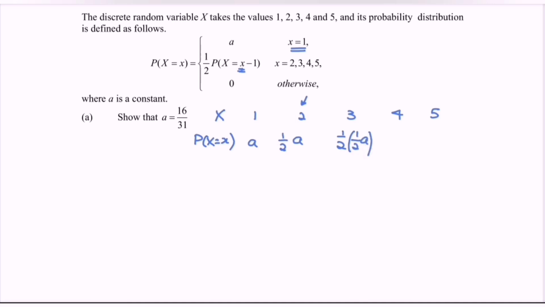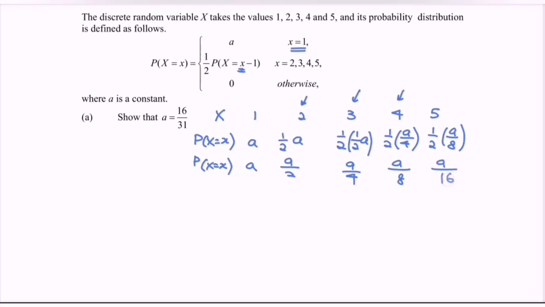Continue. If we substitute 4, then x is equal to 3. So 1 over 2 multiplied with x equals 3, so we will have a over 4. Finally, if we substitute 5, we will have 1 over 2 multiplied with 5 minus 1, which means that x equals 4, so we will have a over 8. So if we rewrite the situation, the probability that x is equal to, we have a over 2, and then a over 4, and then a over 8, and finally a over 16.